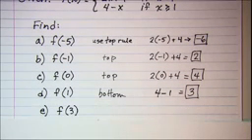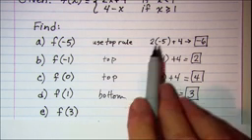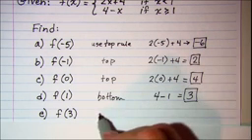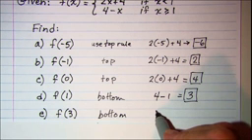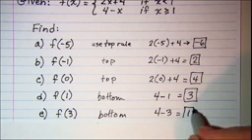And then when x is 3, again, that is still greater than 1. So I'm going to use the bottom rule. And I write 4 subtract 3, and that's 1.